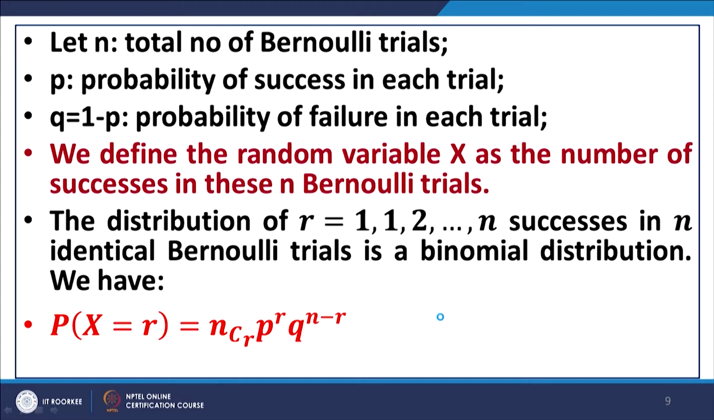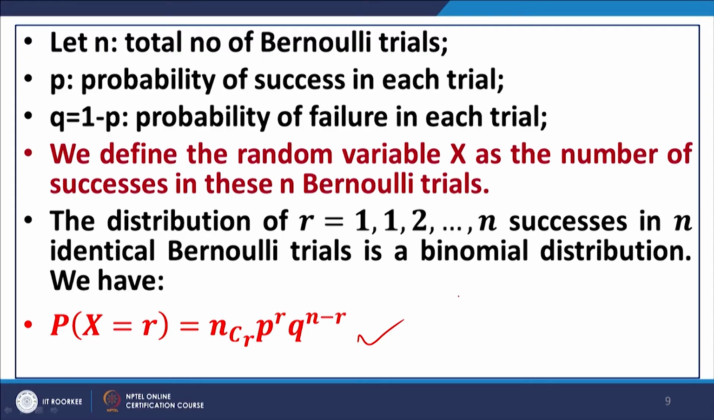If you have a set of n Bernoulli trials, let us say you have biased coin tosses, where the probability of a head is p and the probability of a tail is q, and they are not the same. They may be the same, they may not be the same, but let us talk about the general case where they are not the same. The probability of a head, which is termed a success, is p, the probability of a tail, which is termed a failure, is q, and there are n coin tosses.